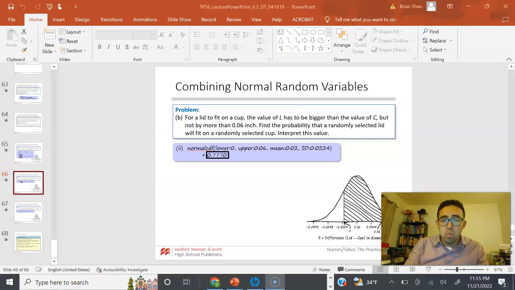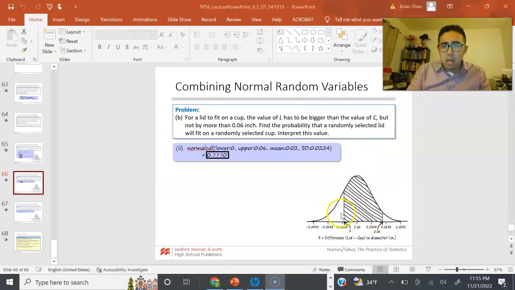So if you look at the normal distribution here, right, that's where it's kind of laid it out. Let me move this. It's here from 0 all the way to 0.06, and that is kind of the sweet zone. Okay. So when you do that with a mean of 0.02 and a standard deviation of 0.0224, then essentially what you have is a 77.7% chance of selecting a lid that fits the cup. That's actually really low, right?